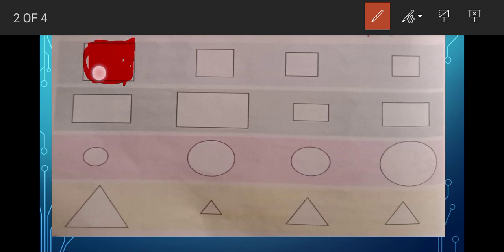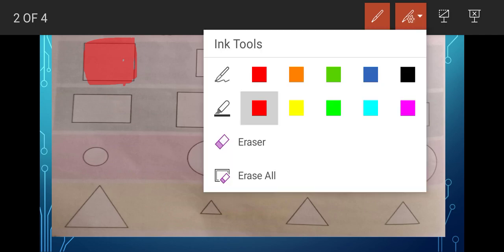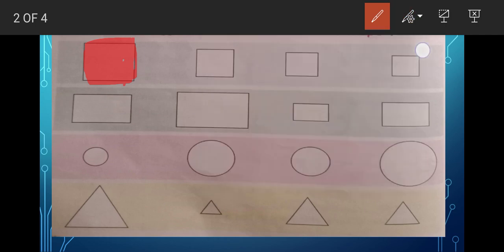So now the first one I have colored, the biggest square I have colored. So what is the shape of the picture given here? It is square, and from there I have colored the biggest one. Now I have to cross the smallest one. Okay, so I am crossing the smallest one.